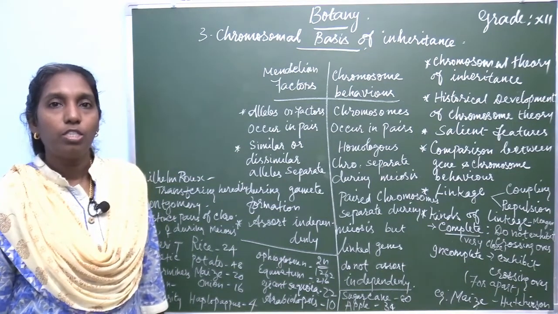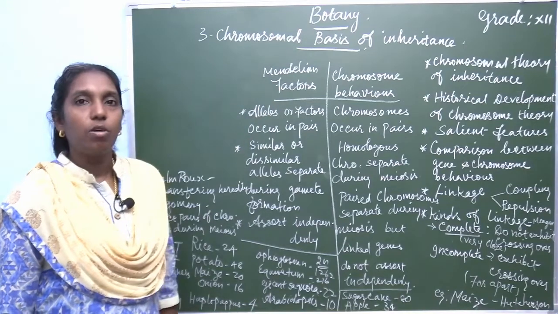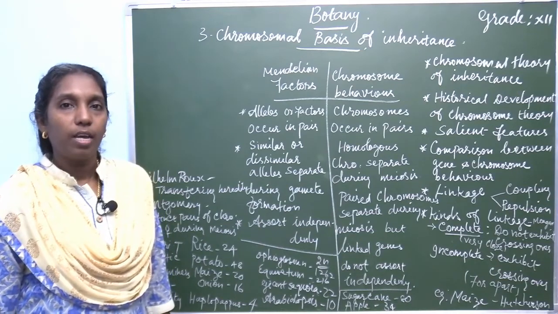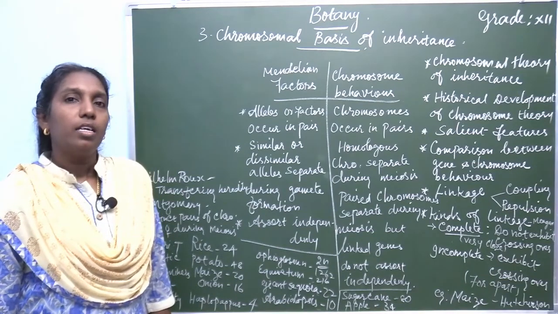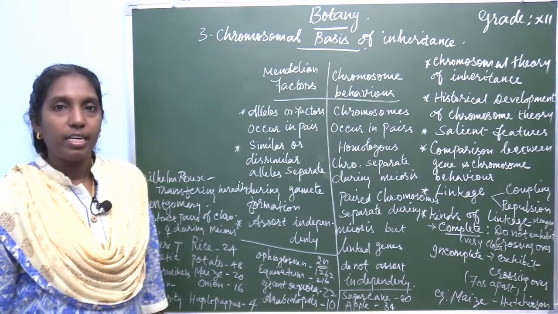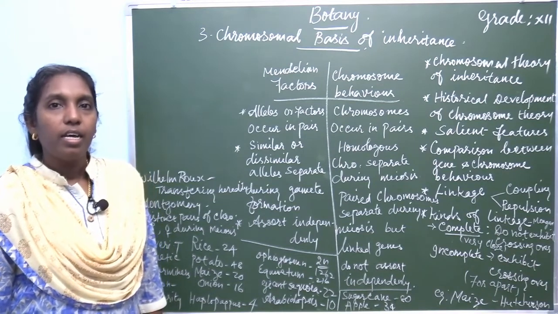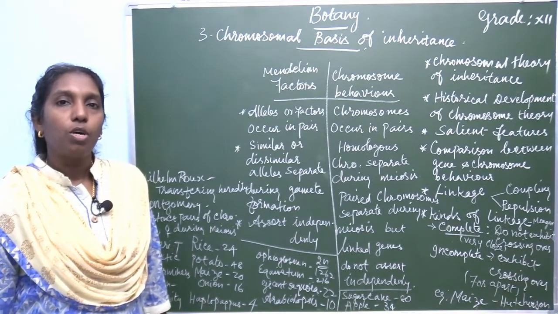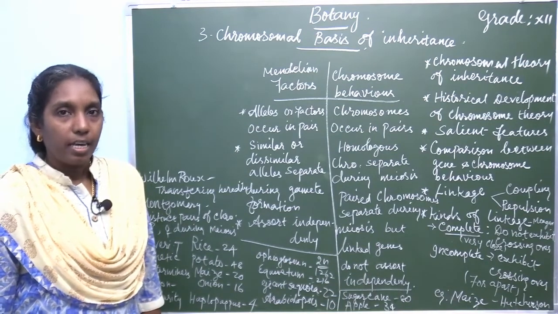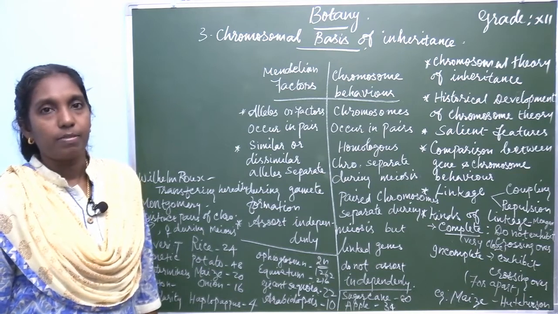Today we are going to move to the third chapter, chromosomal basis of inheritance. In the previous chapter you learned Mendelian inheritance, Mendelian genetics. Now you are going to study the deviations of concepts related to Mendelian inheritance and the chromosomal basis of inheritance.